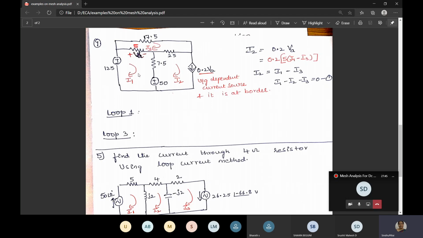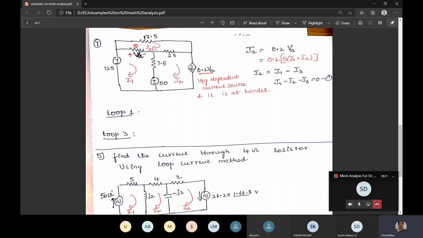Next we have to write the equations for loop 1 and loop 3. So 3 unknowns, 3 equations, you solve it, you will get the answer. How to write the equation for loop 1? It is entering with negative sign, so write minus 125 plus 5 into I1 minus I3 plus 7.5 into I1 minus I2 plus 50. It is entering positive, so plus 50 is equal to 0. That is our loop 1 equation.